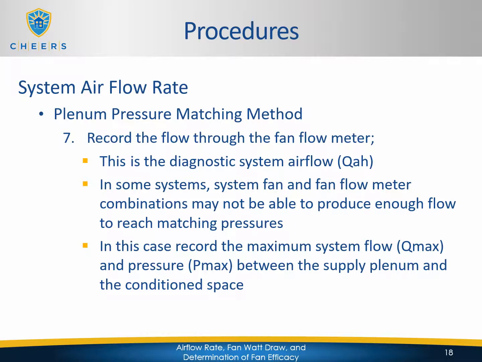In some systems, the system fan and fan flow meter combination may not be able to produce enough flow to reach the matching pressures, due to problems that you might encounter. In this case, record the maximum system flow, which is referred to as the Qmax in the equation we're about to see, and the pressure, or Pmax, between the supply plenum and the condition space.